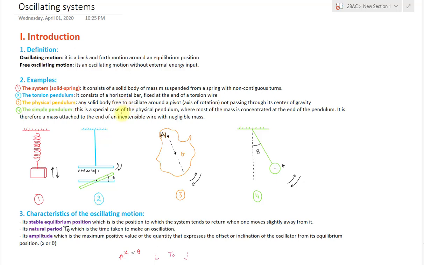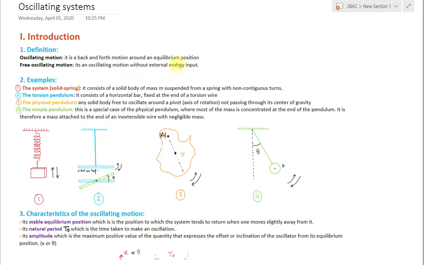Physics: oscillating systems. Oscillating systems are systems that undergo an oscillating motion. What is an oscillating motion? An oscillating motion is a back and forth motion around an equilibrium position. And we also define a free oscillating motion, which is an oscillating motion without an external energy input.